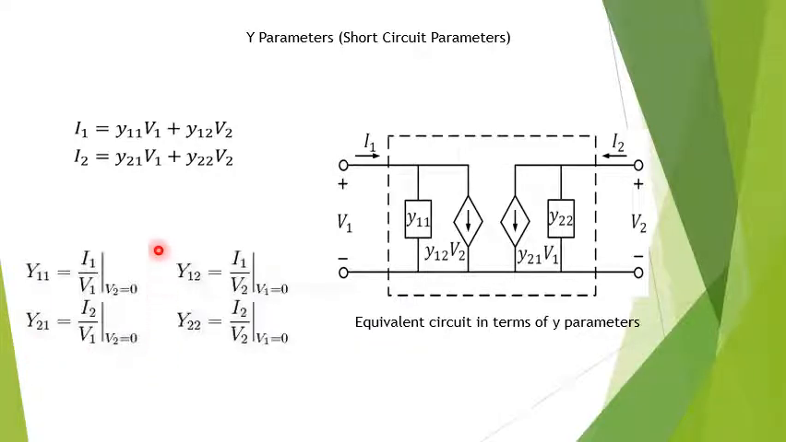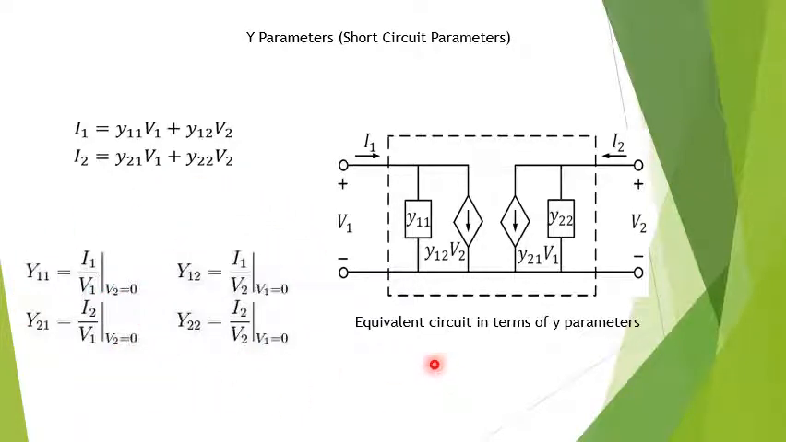The other two Y parameters I can get by short circuiting the input port, or by putting V1 equal to 0. When I do that, I get the third Y parameter Y12, that is I1 upon V2, and the last parameter is Y22, which is equal to I2 upon V2. All these Y parameters are the ratio of current divided by voltage, so they are in the admittance form. So the unit for the Y parameters is mho.